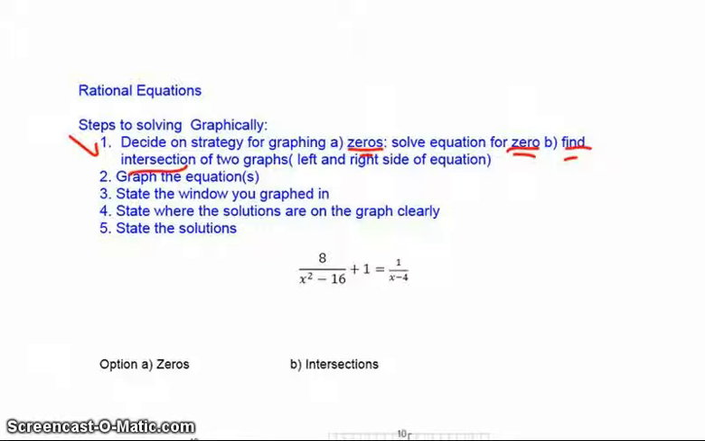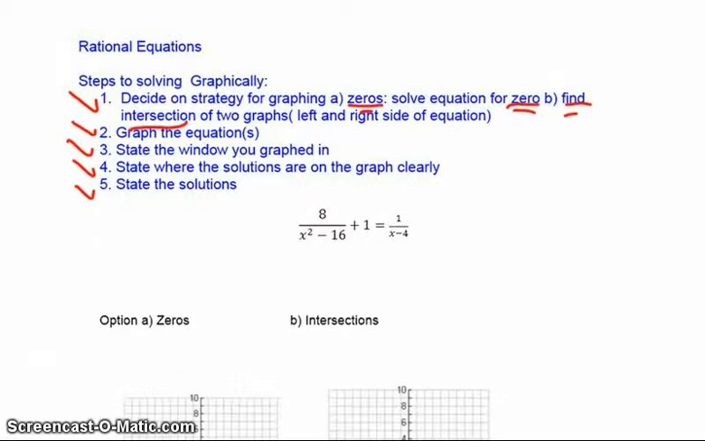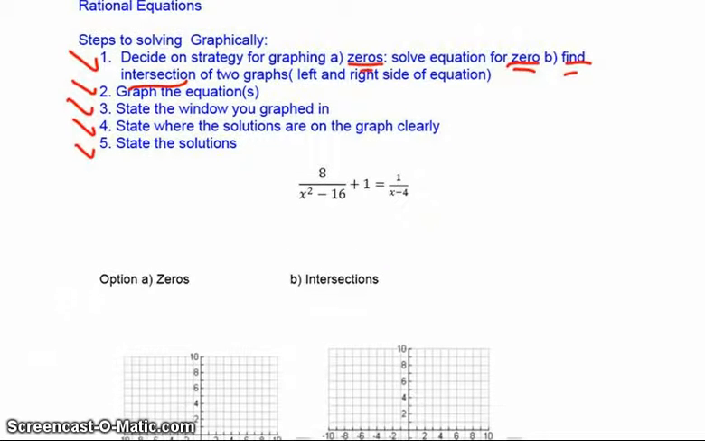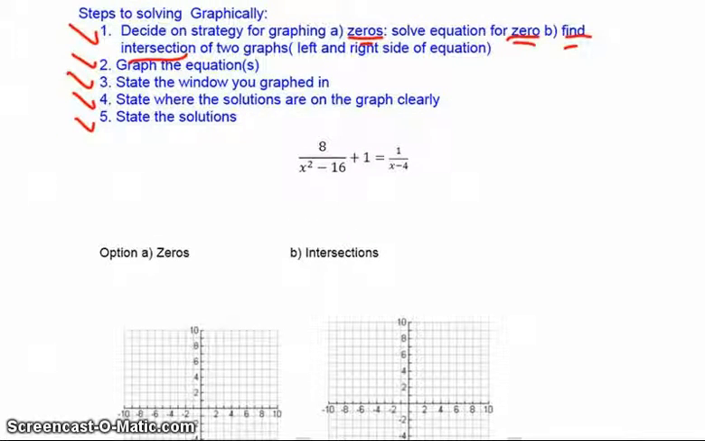The first thing you want to do is state the equations that you're graphing. So you have to tell the person, what did I graph? Second thing you'll do is state the window that you graphed it in, and then you'll state where the solutions are based on your method, and lastly you'll just state the solution. So in option A, zeros, I take that equation and I take it all to one side.